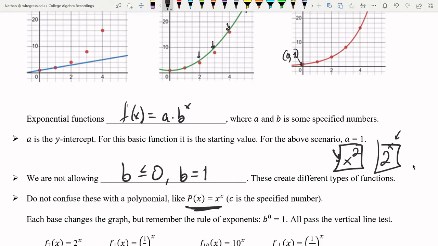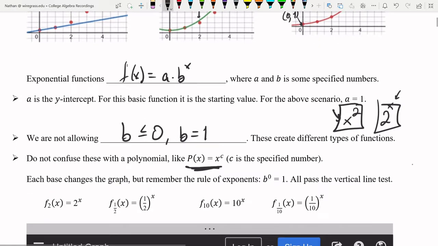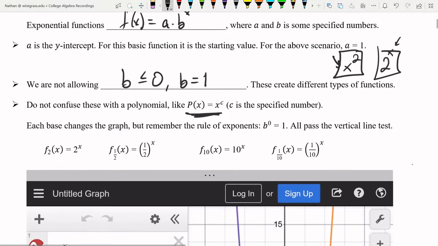Of course, this base, in this case 2 that we had shown above, the base will change the graph. It's really the thing that defines the graph. And it's important to note that b to the 0 equals 1, because anything to the 0 power is 1. And so you kind of expect, if a equals 1, you're always going to meet this y-intercept of 1, since b to the 0 equals 1.